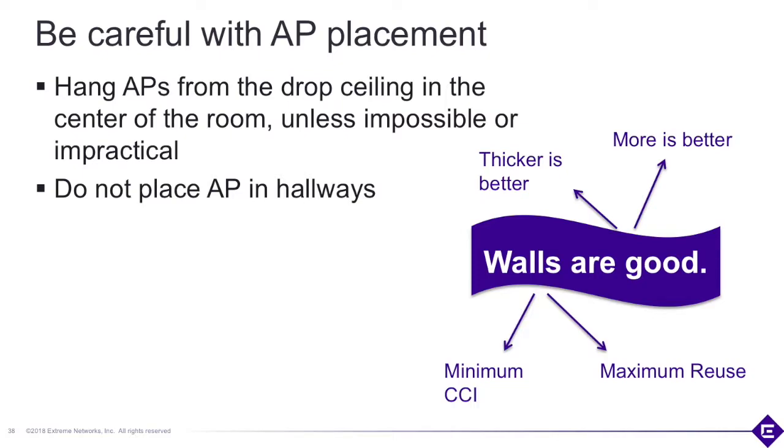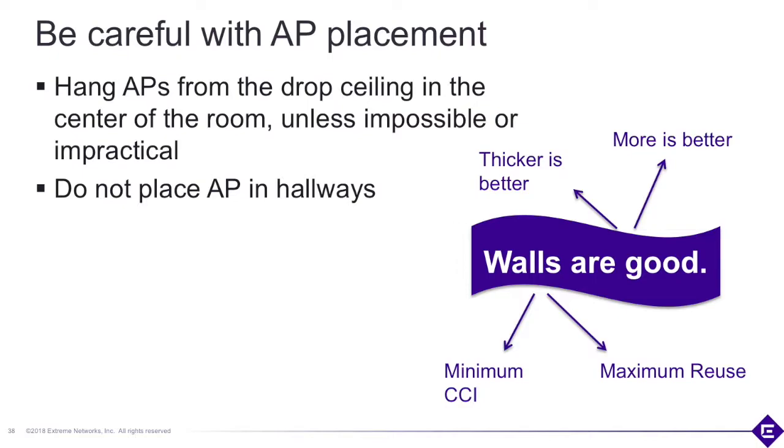Also, be careful of where you place your APs. It is best practice to hang APs from the center of the room. This is because of the way RF loses signal strength. If you can remember back to a previous video, we discussed how it drops significantly in the beginning and then it kind of tails out. This allows you to use the free space to your advantage to dissipate some of the signal strength.